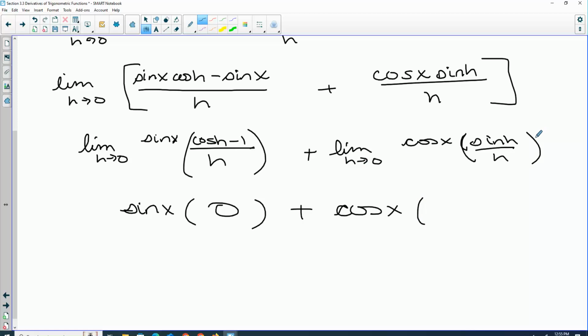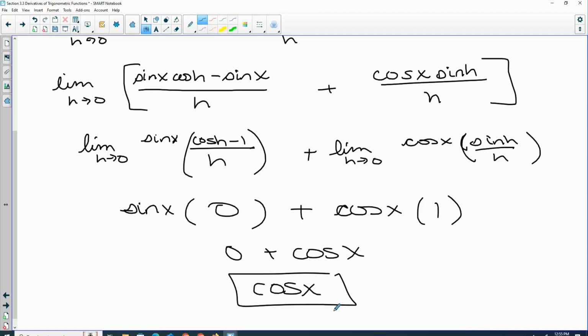What is the limit as h approaches 0 of sin h over h? 1. So we get 0 plus cosine x times 1. What's that? Just cosine x. So we have proven that the derivative of sine is in fact cosine.